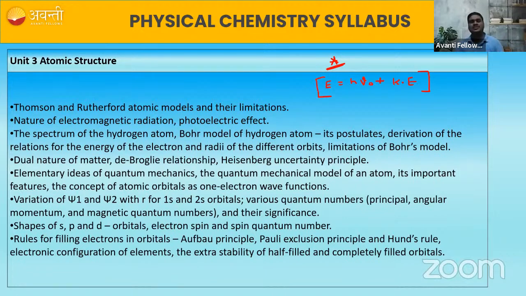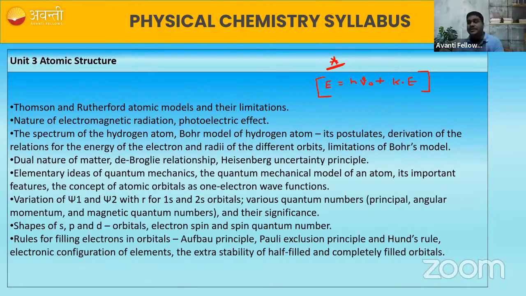Its postulates, derivation for the formula of radius, velocity, energy. So these all were coming regularly, right? Limitation of Bohr model, dual nature of matter and de Broglie relationship, Heisenberg uncertainty principle, right? So these things were coming regularly, right?